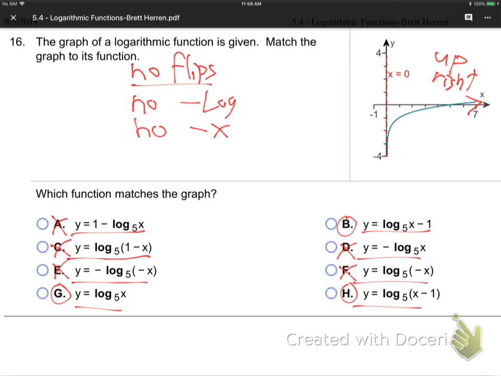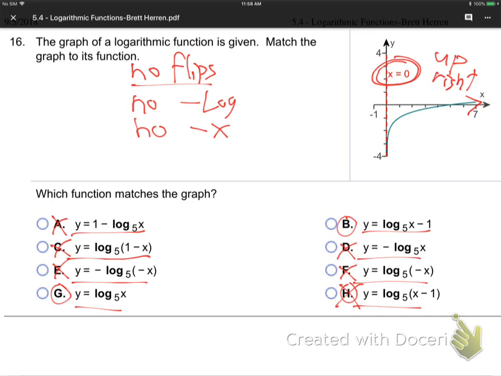So now we got 3 options. Can we eliminate any of them by thinking about the vertical asymptote? G. So the vertical asymptote is 0, which means you better have nothing in the parentheses next to x. Bye bye H. Right? Because that has a number in the parentheses next to x. That would mean vertical asymptote positive 1. So that's out. Okay, so now it's down to B and G. Now, are you aware that that -1 to the right of the B is not in the parentheses?